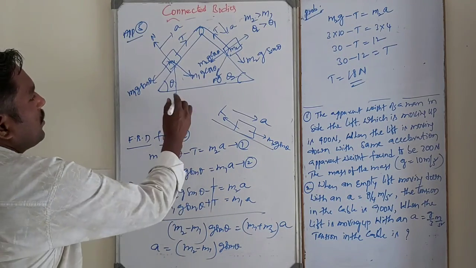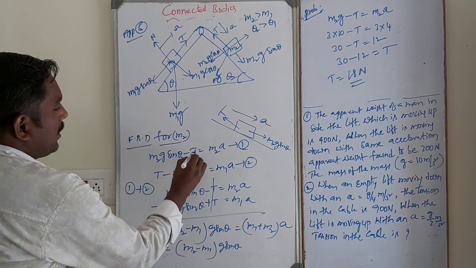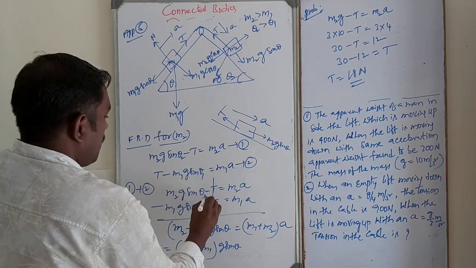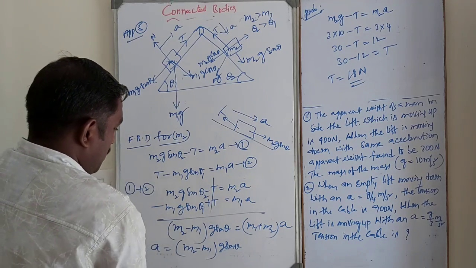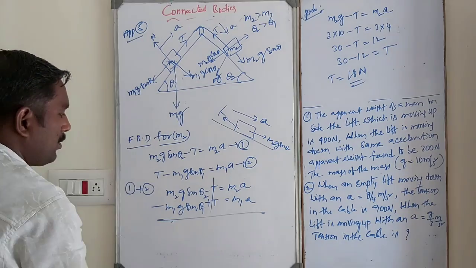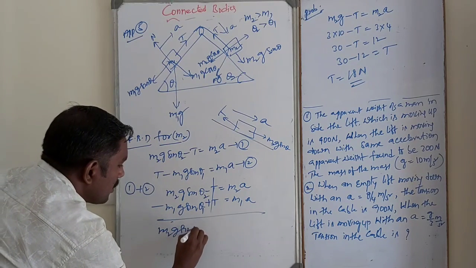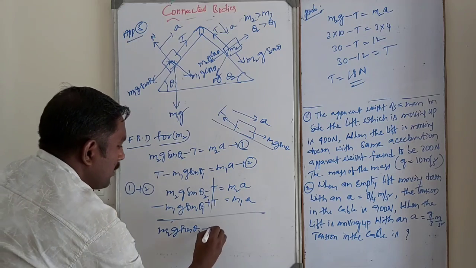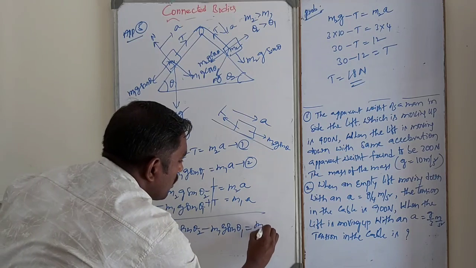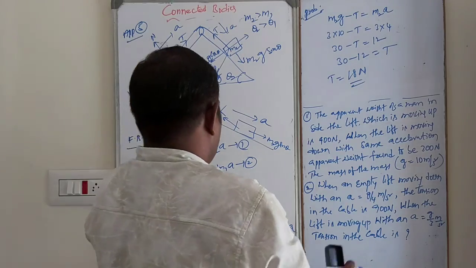Sorry, these are theta 1 and theta 2. So this is theta 2 and this is theta 1. So here we have m2g sin theta 2 minus m1g sin theta 1 is equal to m1 plus m2 into a.